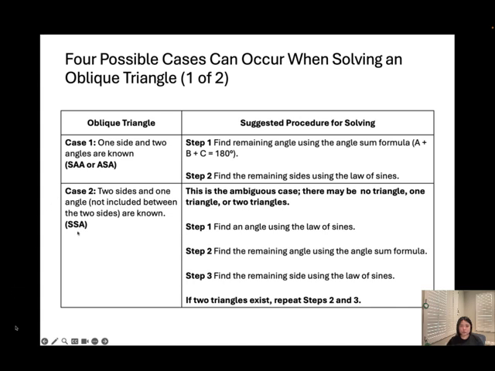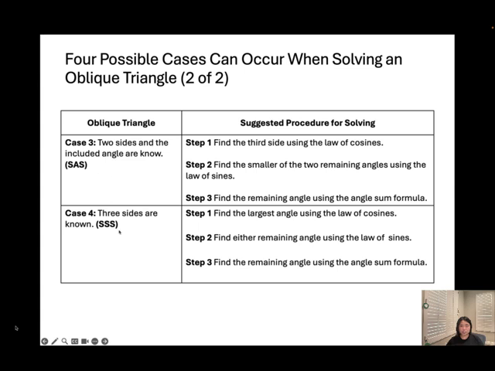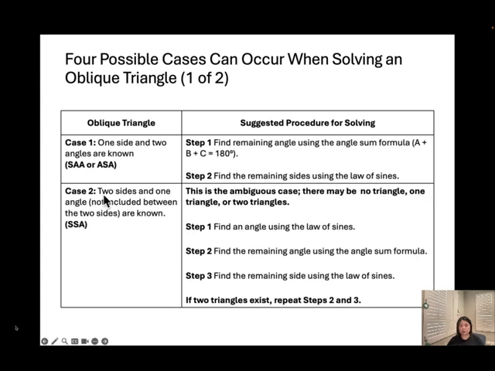And then section 7.2, case 2, SSA. Case 2 will be a little bit complicated. We may have no triangle, 1 triangle, or 2 triangles. This is from section 7.2. And then case 3 and case 4, that's SAS and SSS. Both of these cases will be using the law of cosines. Once you use the law of cosines, you do not need to be concerned about the ambiguous case. Okay, the ambiguous case only happens in case 2.